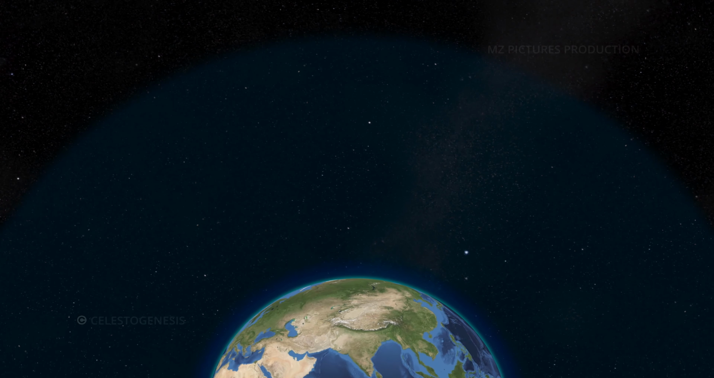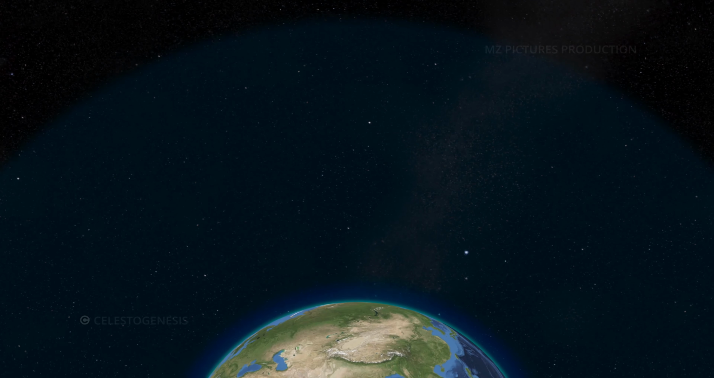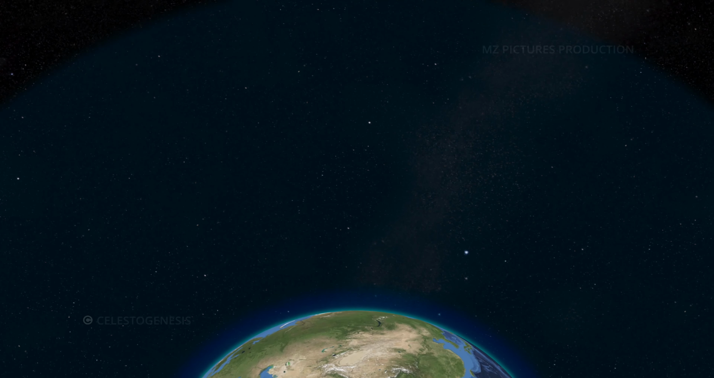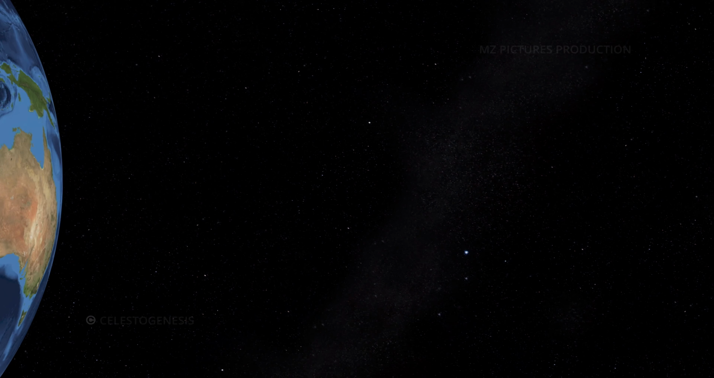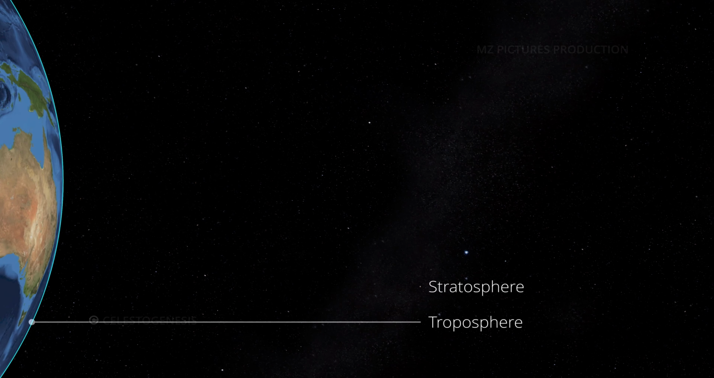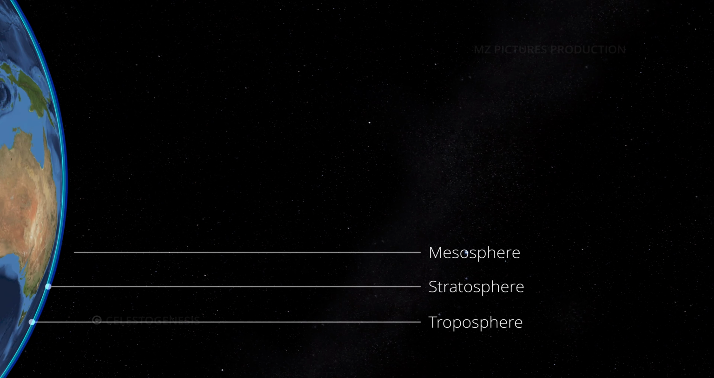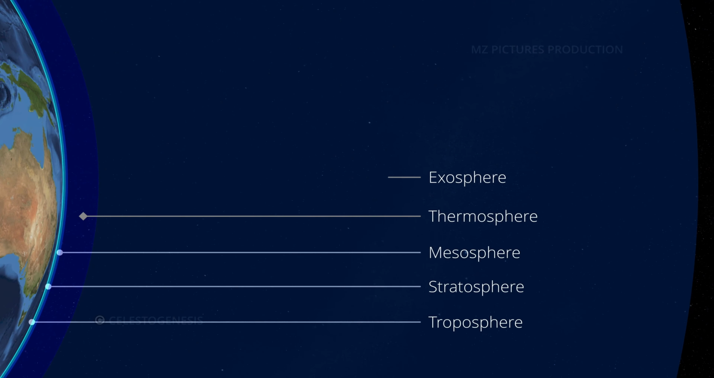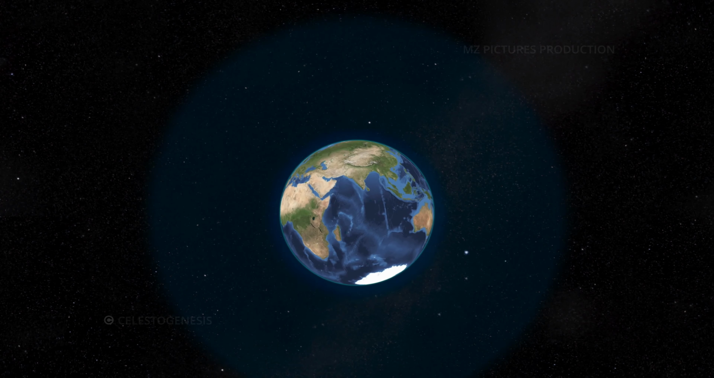Earth's atmosphere has 5 major and several secondary layers. From lowest to highest, the major layers are Troposphere, Stratosphere, Mesosphere, Thermosphere, and Exosphere. Let's zoom into Troposphere.